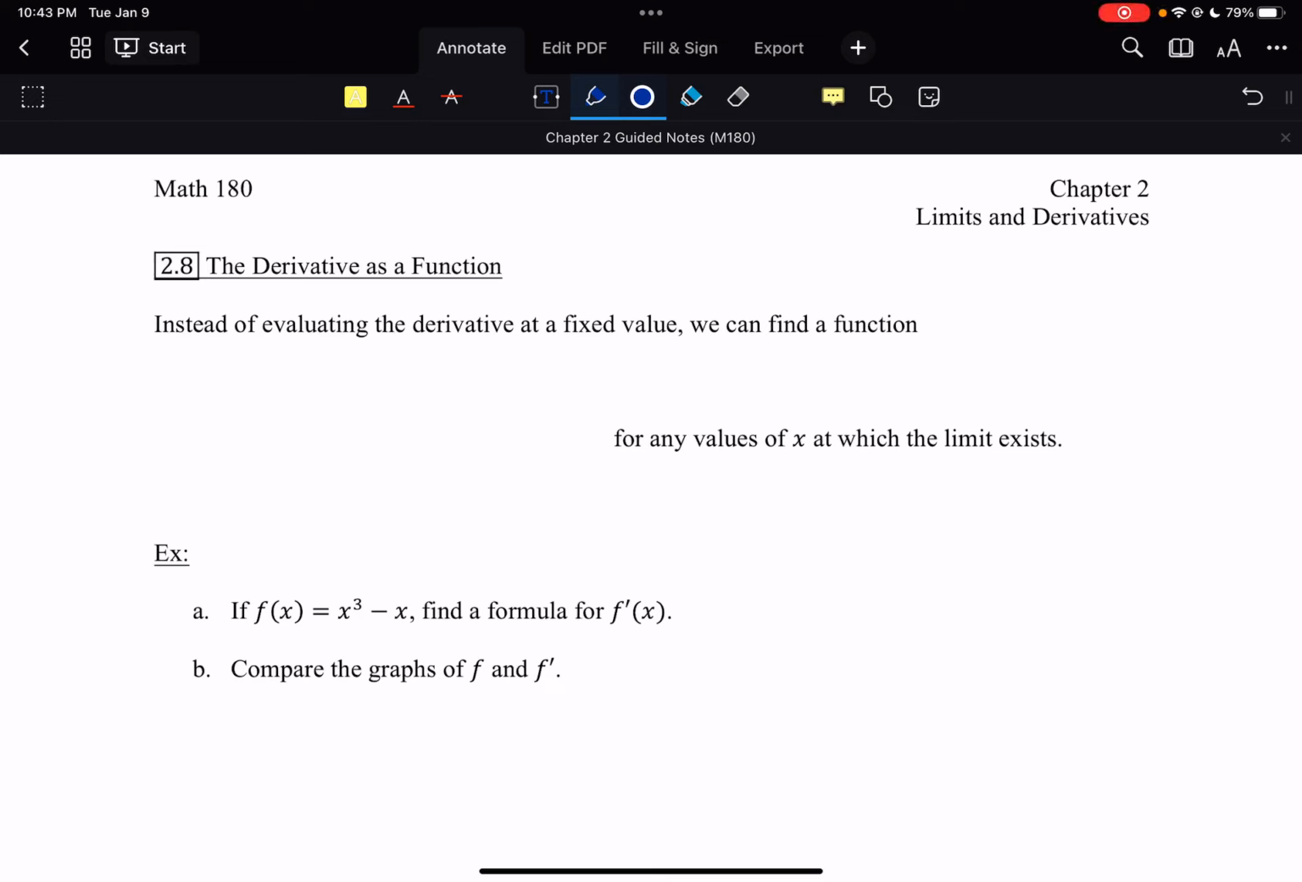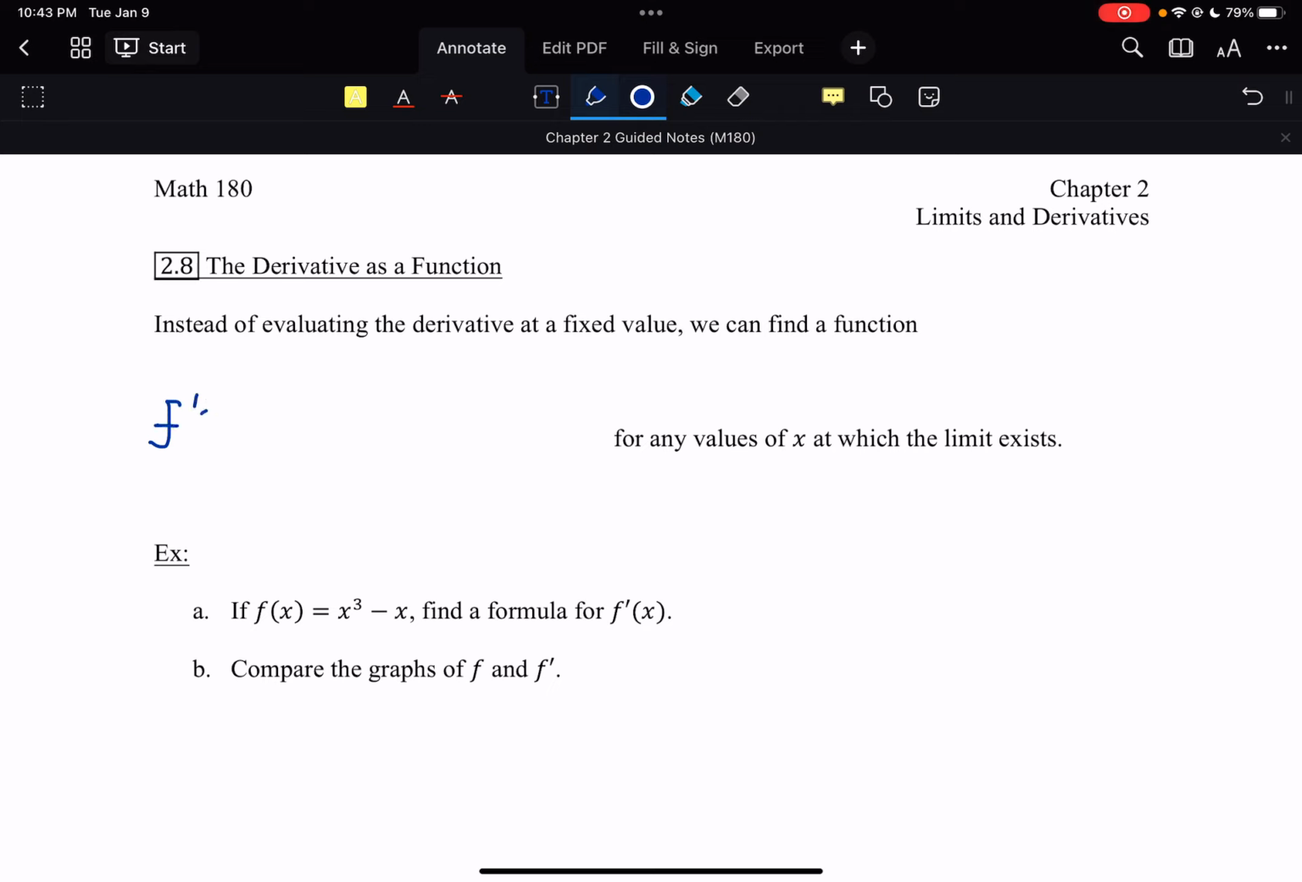Welcome to section 2.8, where we are discussing the derivative as a function. In the previous section, we looked at evaluating the derivative at a specific number, at a fixed value a, but we don't have to limit ourselves to only evaluating a derivative, or an instantaneous rate of change, a slope of a tangent, at one single value. We can do it for any number of values along a function.